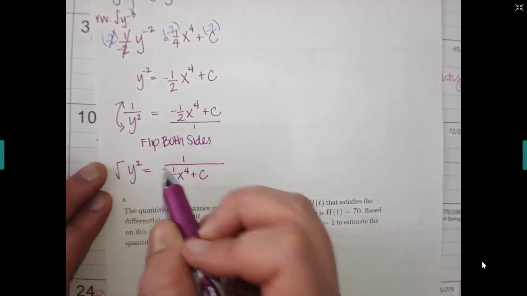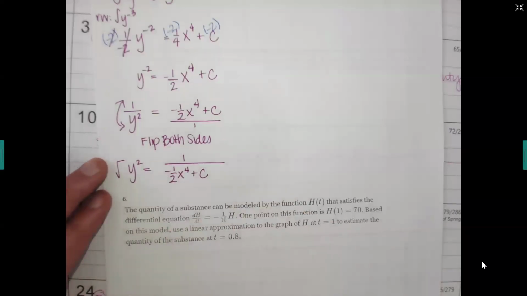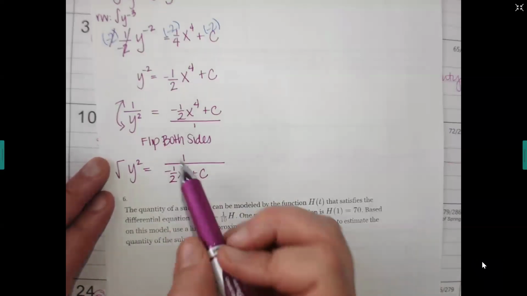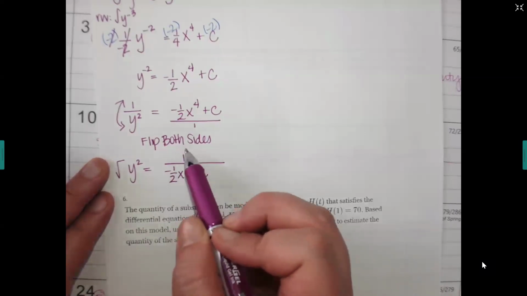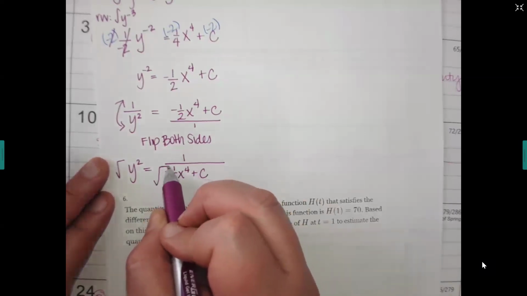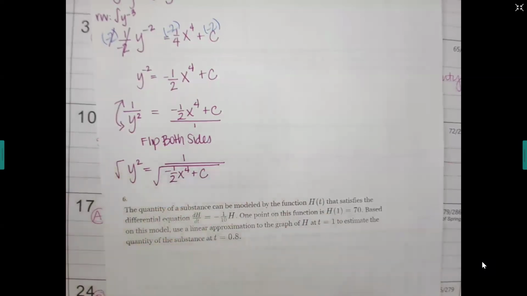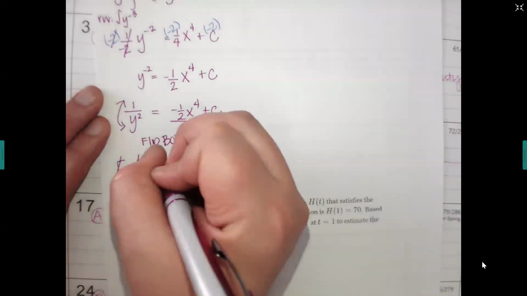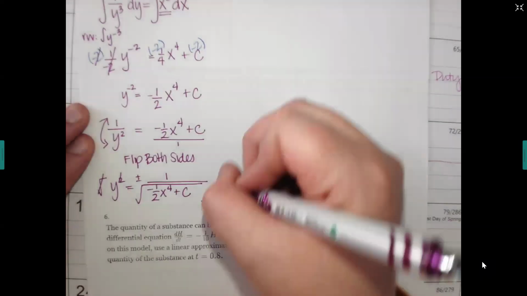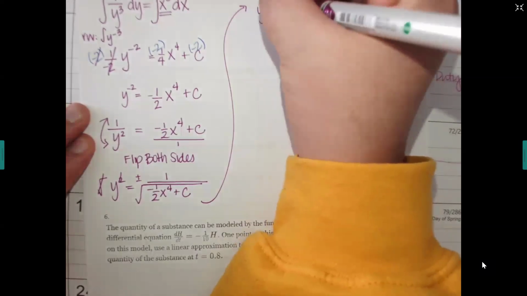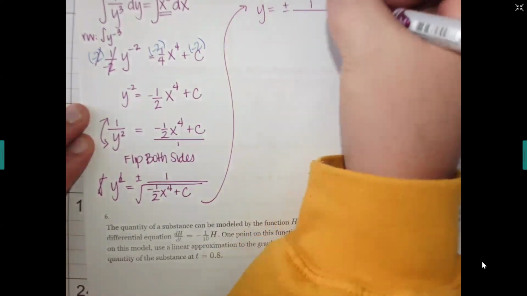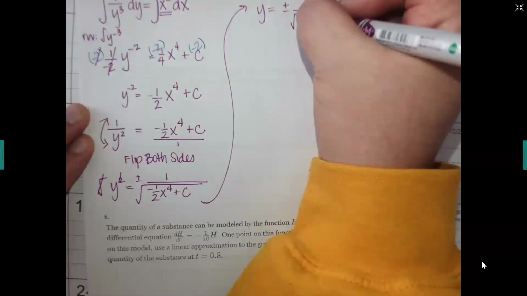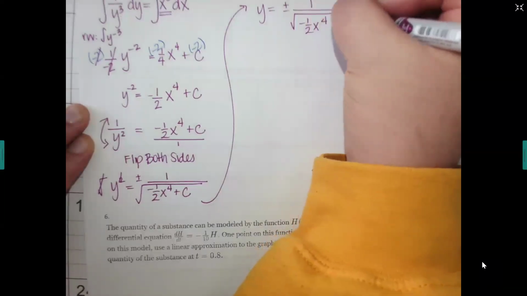Square root, square root. Now, technically, when you square root a fraction, you need to do the top and the bottom. But what is the square root of 1? Still 1. So I'm not even going to bother to put it up there. Okay, but when you take the square root of a fraction, you would do the top and the bottom. What else do I need to remember to write in the front? Plus or minus. So my general solution is y equals plus or minus 1 over the square root of negative a half x to the 4th plus c.